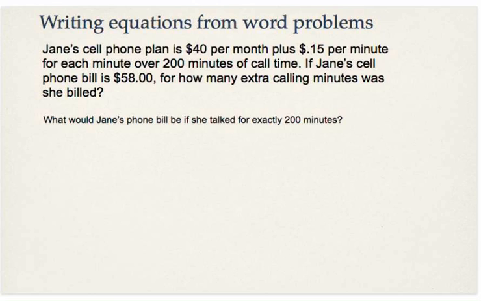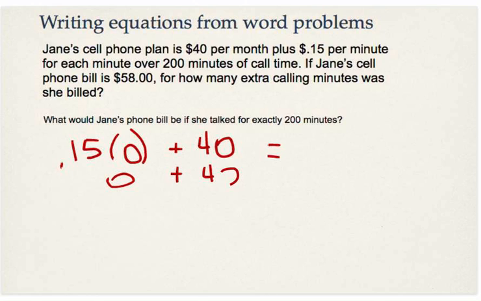Well, this is a great problem-solving strategy. We just try numbers out. We know that it's 15 cents per minute, but in this case, it's times 0 because she didn't have any minutes over the 200. We know we always have to pay the $40. That's the base. So for exactly 200 minutes, it would be 0 plus 40, which is $40. Pause the movie and make sure you have these steps in your notes.